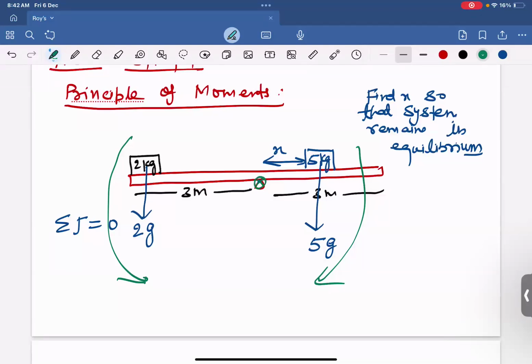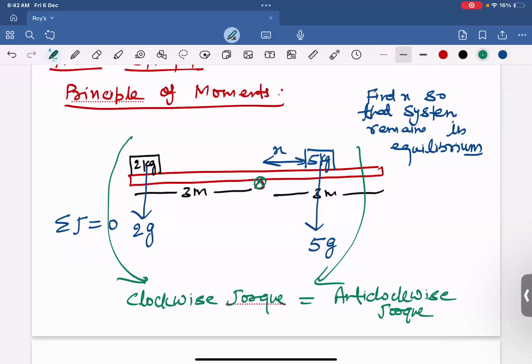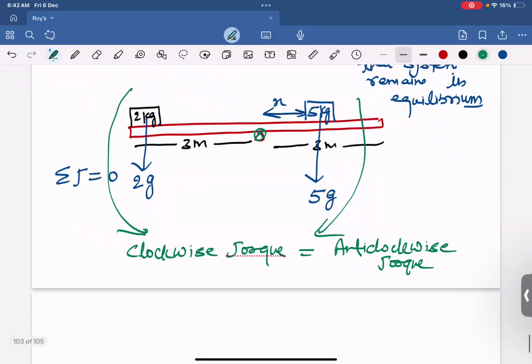So for equilibrium, clockwise torque is equal to anti-clockwise torque. Then only the net torque will be zero.